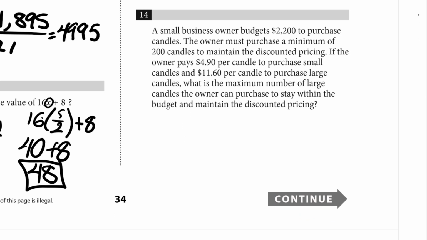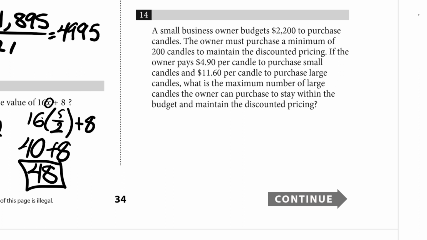Number 14. A small business owner budgets $2,200 to purchase candles. The owner must purchase a minimum of 200 candles to maintain a discounted price. If the owner pays $4.90 per candle to purchase small candles and $11.60 per candle to purchase large candles, what is the maximum number of large candles the owner must purchase to stay within the budget and maintain the discounted price?